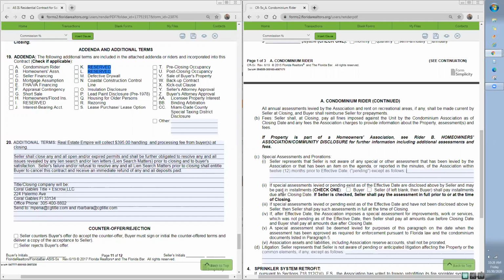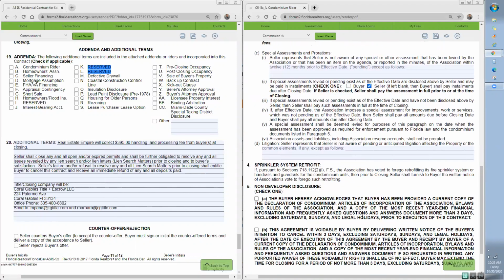Okay, if there is a special assessment that exists, since on the contract we put that the seller needs to pay everything before closing, here we're going to select seller as well, because it says if seller is checked, seller shall pay the assessment in full prior to time of closing.